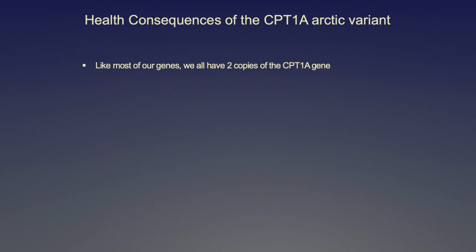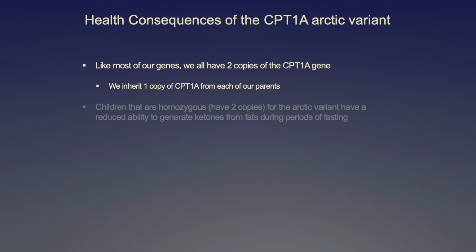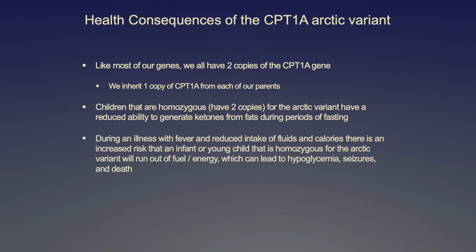Like most of our genes, we all have two copies of the CPT1A gene, one that we get from our mother and one that we get from our father. Children that are homozygous, or have two copies of the Arctic variant form of CPT1A, have a reduced ability to generate ketones from fatty acids during periods of fasting. During an illness with fever and reduced intake of fluid and calories, these children are at increased risk for having problems such as hypoglycemia.